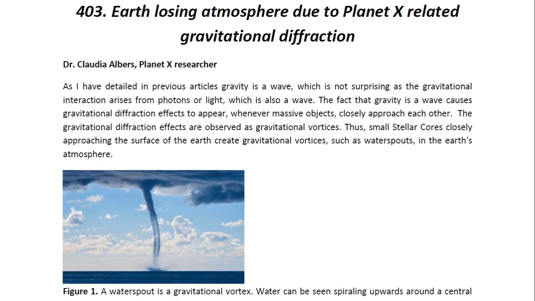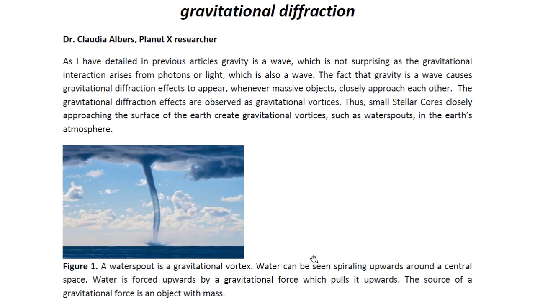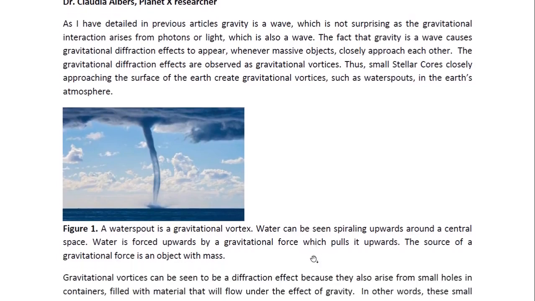Small stellar cores closely approaching the surface of the Earth create gravitational vortices, such as waterspouts in the Earth's atmosphere. You can see a waterspout here, a gravitational vortex over water, which draws water upwards. You can actually see the water flowing upwards along the vortex. So you can see the water spiraling upwards. Water is forced upwards by a gravitational force which pulls it upwards. Otherwise, it would never move upwards. The Earth's gravitational force would keep it on the surface of the ocean.